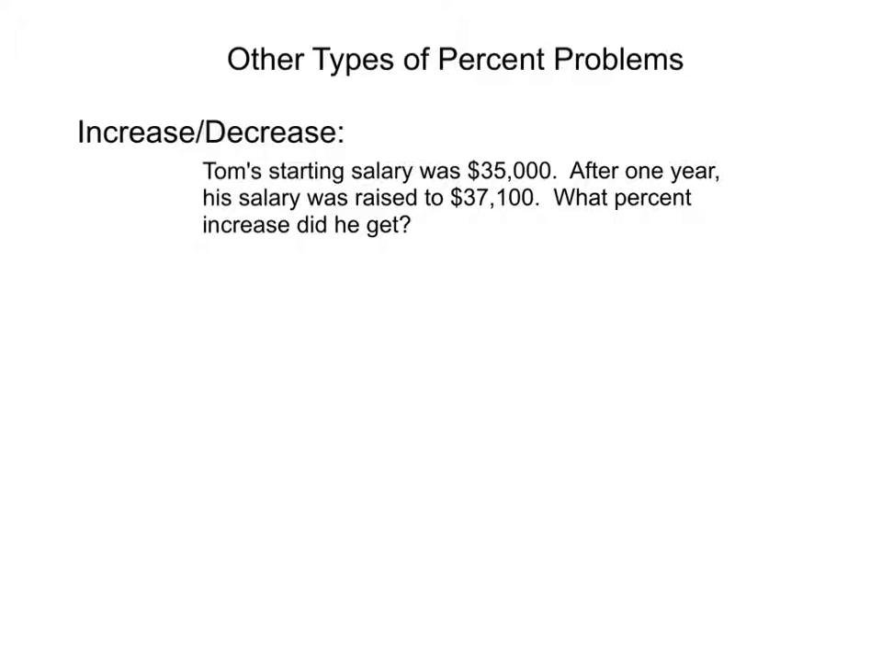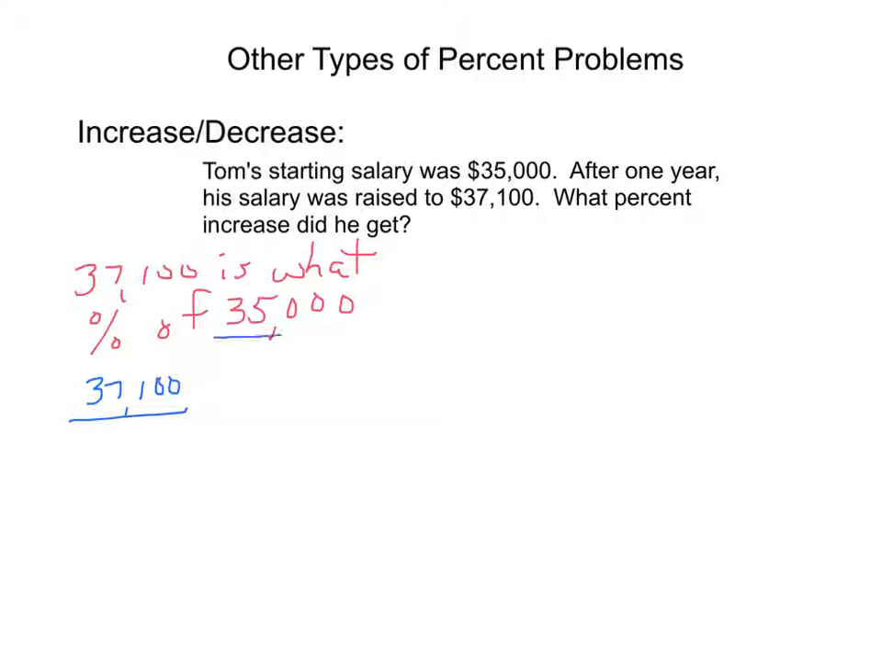Certainly, as you go through and do this, you can set this up so that it is into an is-of type question. I could be saying to myself, 37,100 is what percent of $35,000? If I do that and I set up my proportion, the 37,100 is the is, the $35,000 is the of, and I don't know what percent increase, so I'm going to have it equal to x over 100.